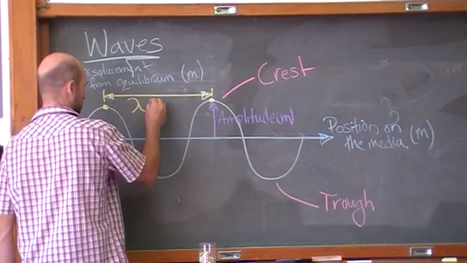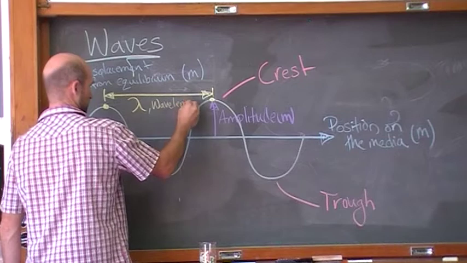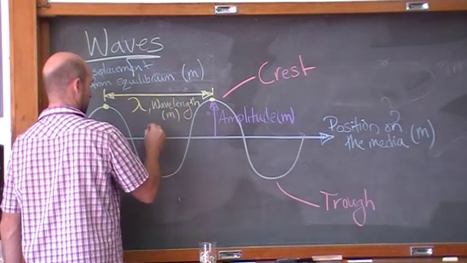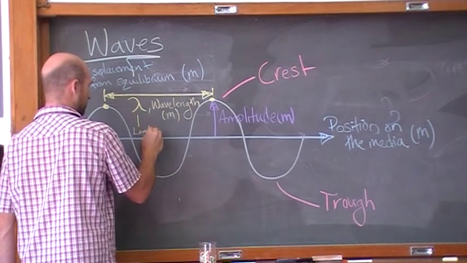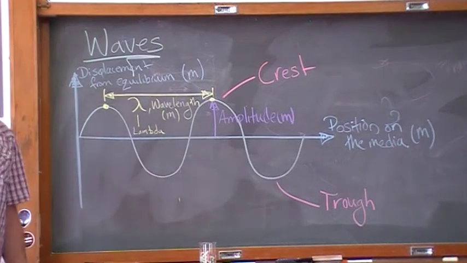Wait, what's that? What's that mean? Wait, what is it called? Let's just redo that. So that symbol is called a lambda. Oh, Namba. Lambda. Namba.